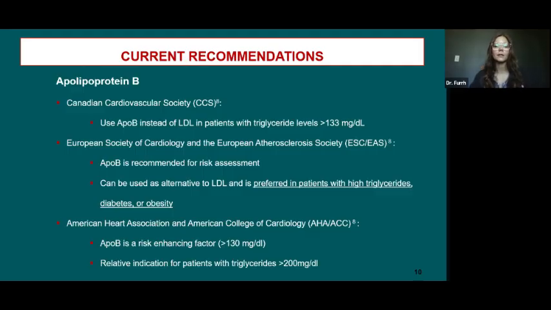Now, the American Heart Association and American College of Cardiology, unfortunately, have the weakest guidelines out of all of them. And they're just saying ApoB is a risk-enhancing factor if it's greater than 130 milligrams per deciliter. And there's a relative indication for patients with triglycerides greater than 200 milligrams per deciliter, but no specific indication that everybody should utilize ApoB.